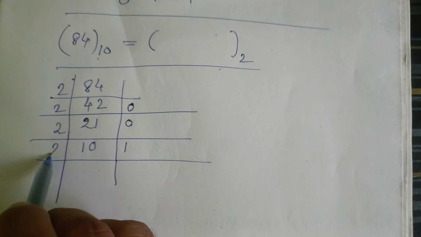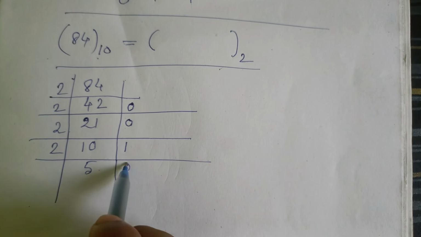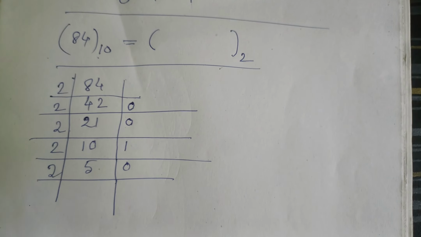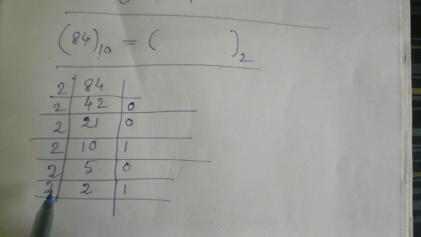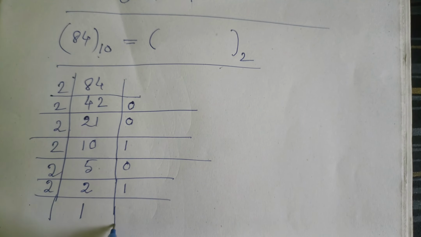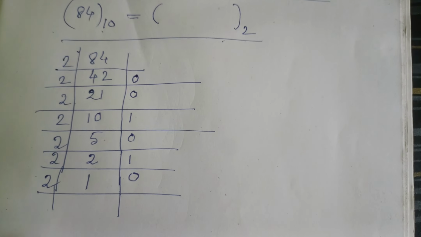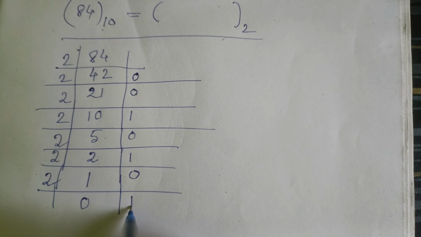Now again I'll divide it by 2, then it will be 5 and the remainder will be 0. Again I'll divide it by 2, then the answer would be 2 and the remainder will be 1 over here. Again if I divide it by 2, then the answer would be 1 and the remainder will be 0. At the last point if I divide it by 2, then the result will be 0 and the remainder will be 1 over here.